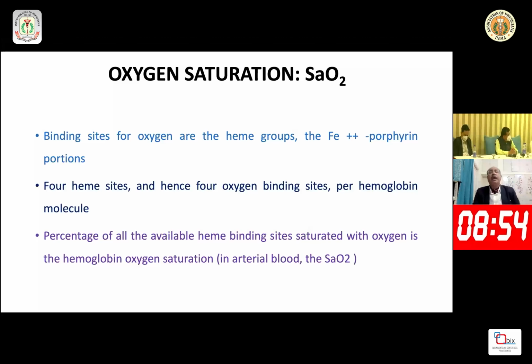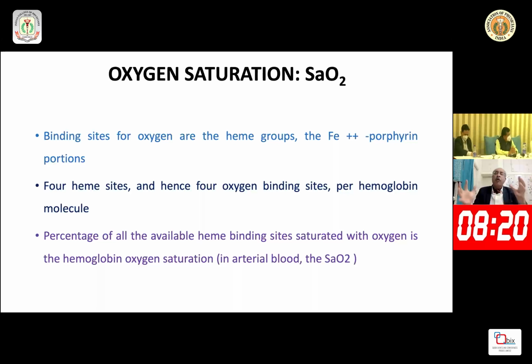Now, we are talking interchangeably about 2-3 things. We talked about oxygen saturation. We talked about oxygen tension, or partial pressure of oxygen. As I said earlier, the binding sites for oxygen on the hemoglobin are the iron in the heme groups, the ferrous porphyrin portion, and that is where it gets attached. 4 heme sites are there; I've talked about 4 oxygen binding sites per hemoglobin molecule. Now, the percentage of all available heme binding sites saturated with oxygen is the hemoglobin's oxygen saturation.